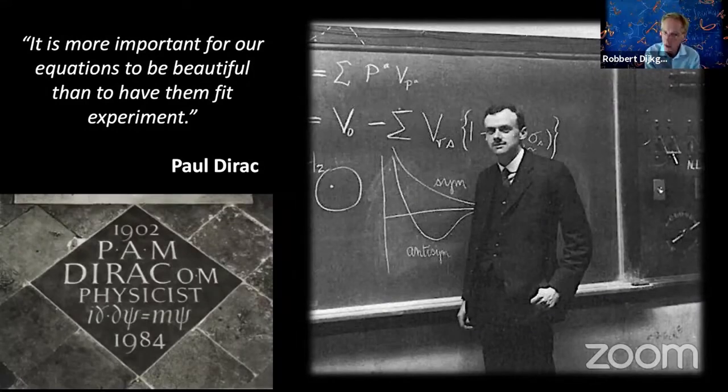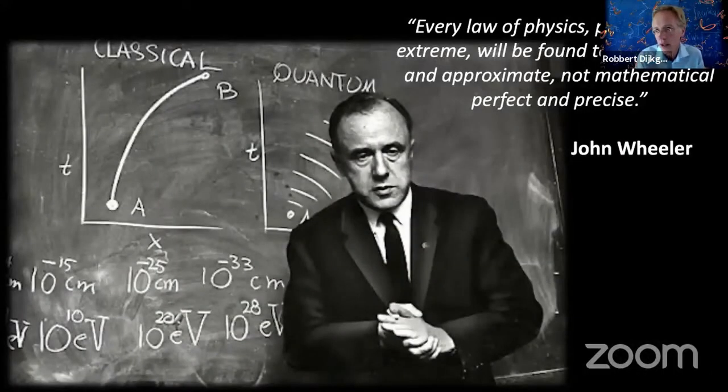By the way, there's an opposite point of view that I want to contrast with this, which is, I think, nicely formulated by John Wheeler. John Wheeler said that every law of physics pushed to the extreme will be found to be statistical and approximate, not mathematically perfect and precise. And if you think about that, that's again beauty of a very different kind, because the statistical nature, so to say, allows the mathematics to breathe and be flexible and allow modifications. The rigidness has a certain fragility. It can easily break and snap.